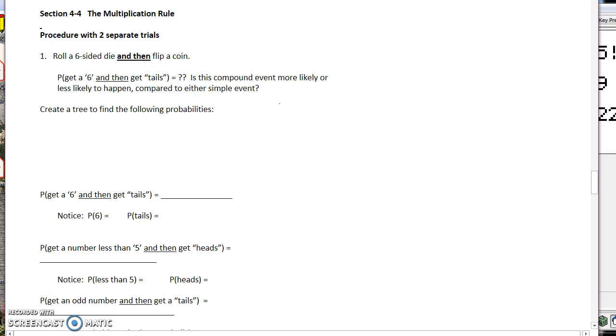So when we roll a die, what are the different outcomes that we can get? We can get a 1, a 2, a 3, a 4. We can get a 5, or finally we could roll a 6. So this is just our first event. Then we're going to flip a coin after that, and we could get a heads or a tails. So from each of these branches, we could have a heads or a tails.